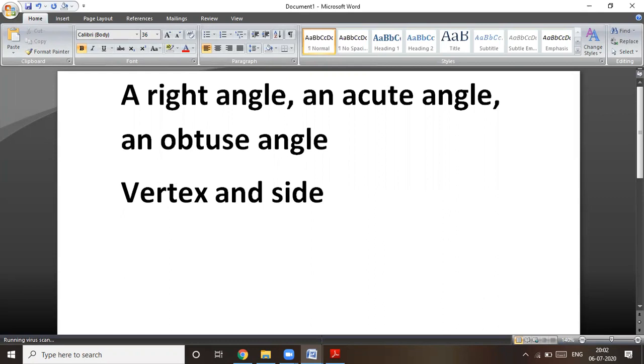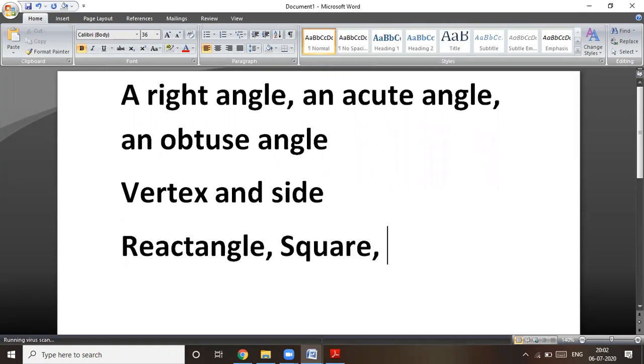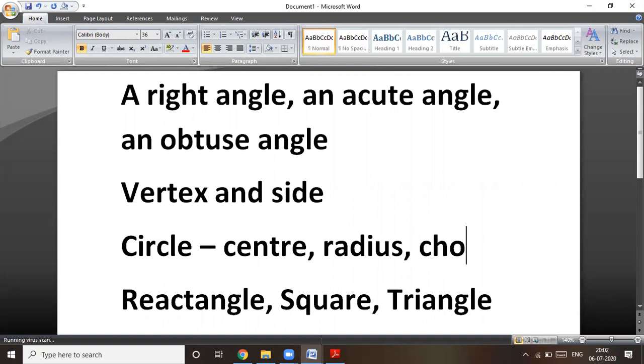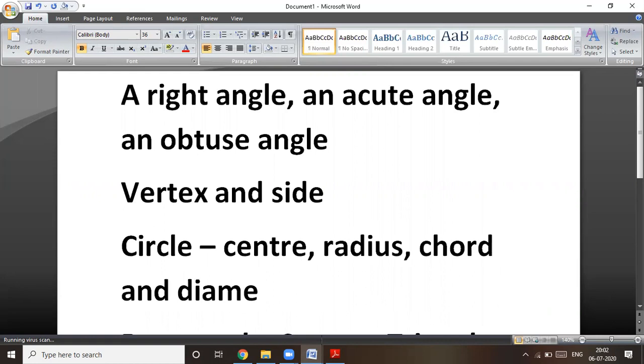We have also seen rectangle, then we have seen square, then we have seen triangle. Before that we have seen circle. In the circle we have seen the center of the circle. Then we have seen the radius of the circle. Then we have seen chord and diameter. Okay, so these are the things we have seen in this chapter.